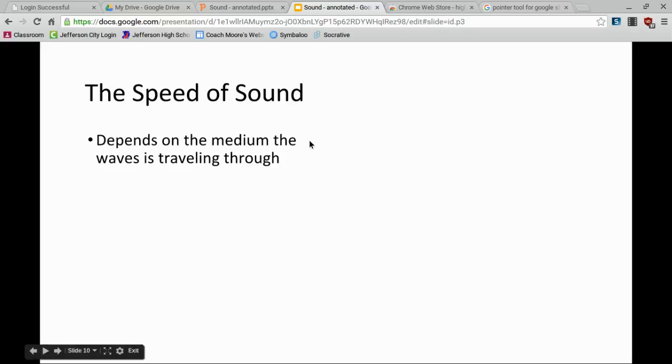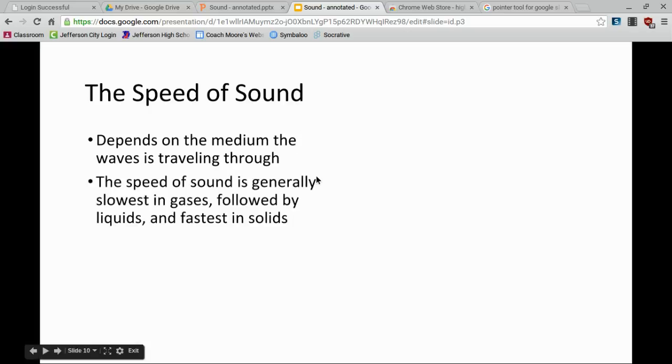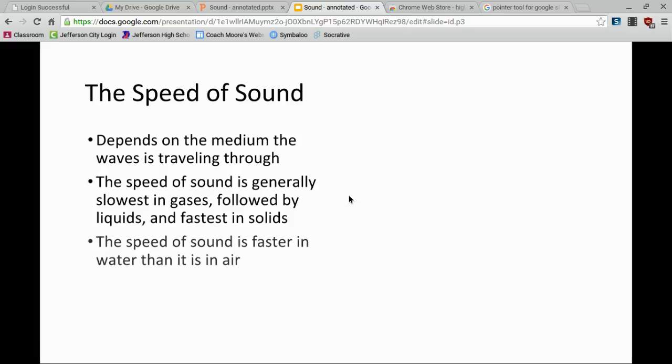All sounds travel at the same speed, and that speed depends on the medium that the wave is traveling through. Typically, sound waves are slowest in gases, then liquids, and they travel the fastest in solids. So keep that in mind. It also has a lot to do with temperature too, but we're not going to worry about that. So an example is the speed of sound is faster in water than it is in air. That may not sound right to you, but it is true.